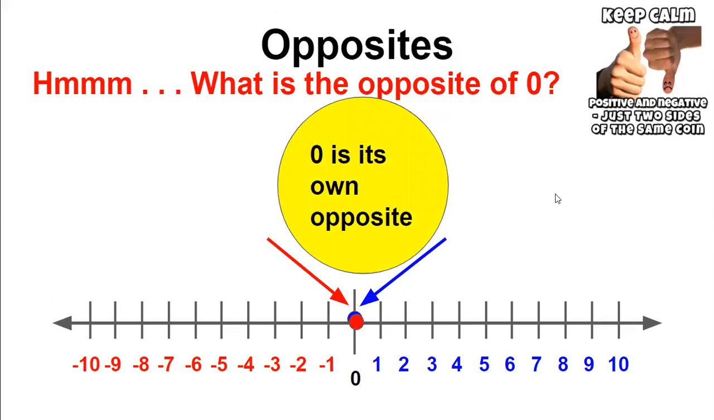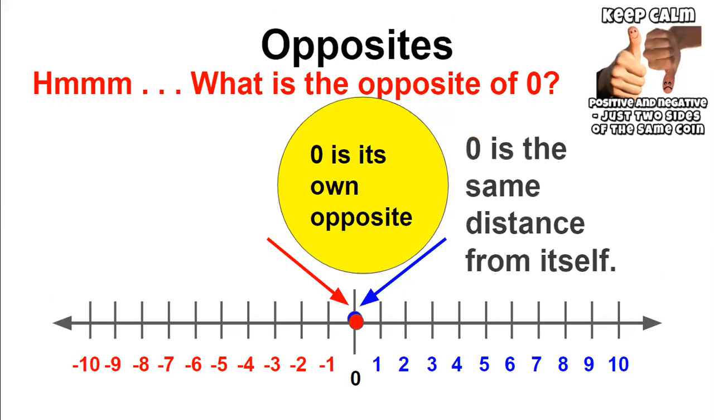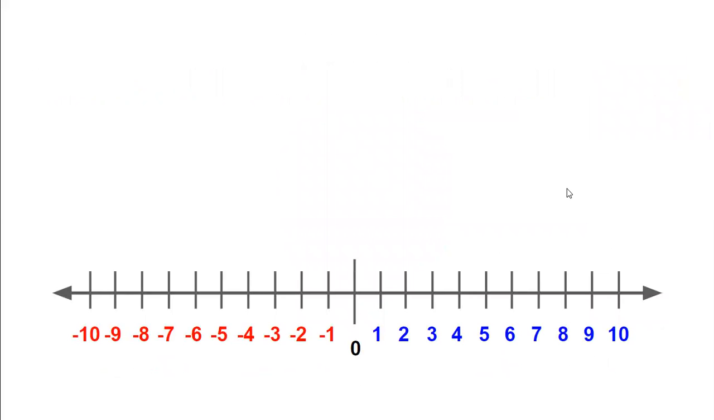0 is its own opposite. So you could say the opposite of 0 is 0. 0 is the same distance from itself, just like you're the same distance from yourself. It's its own opposite. Okay, let's take a look at something else.